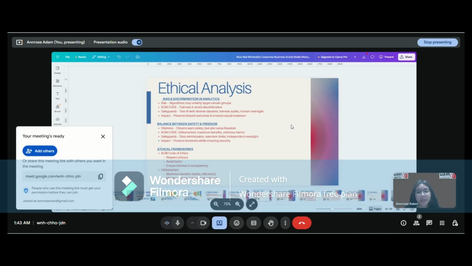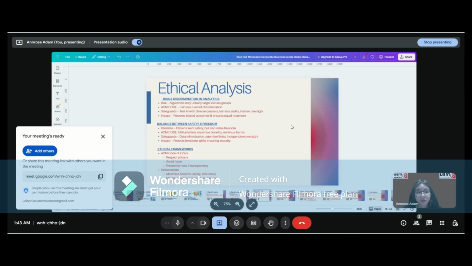The next issue is balance between safety and freedom. The dilemma here is citizens want safety, but they also want freedom. And the ACM code of ethics involved is utilitarianism, which is maximizing benefits while also minimizing harm. As a safeguard, there should be data minimization, retention limits, and independent oversight. And the impact of this is it protects freedoms while also ensuring security.